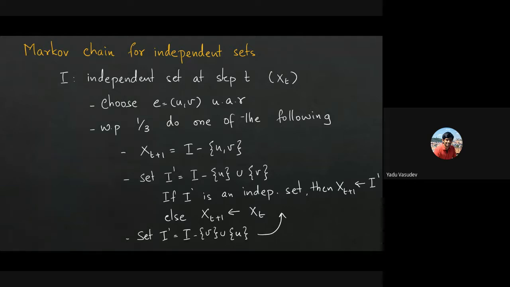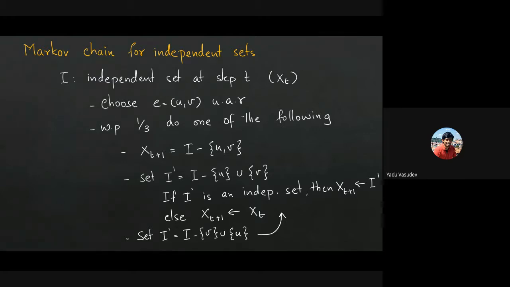Okay. The third possibility that you might do is you see whether you can remove v and add u, right? So the second and third are symmetrical. You try to see whether you can remove one vertex and add another vertex. If so, you do it and get a new independent set. And you do one of these 3 steps with equal probability. With probability 1/3, you do one of these 3 steps. So this is your new Markov chain.